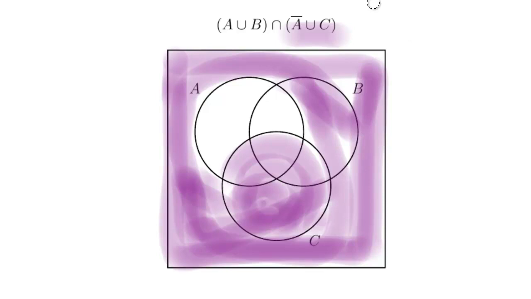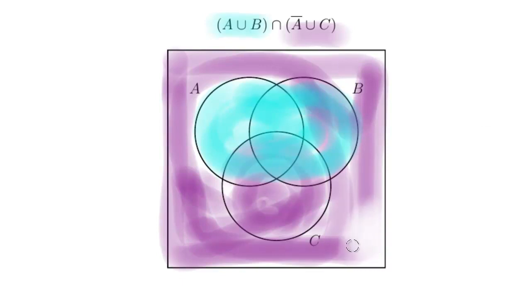Okay, now I also need to do A union B. Well, I'm pretty good at doing A union B. It's everything that is in either A or in B. Just shade that in here in blue. And now, since we want the intersection of these two sets, we can go ahead and erase everything that we haven't shaded in both those colors.